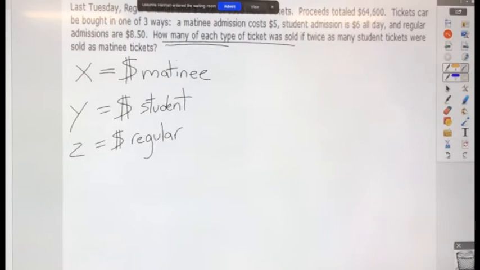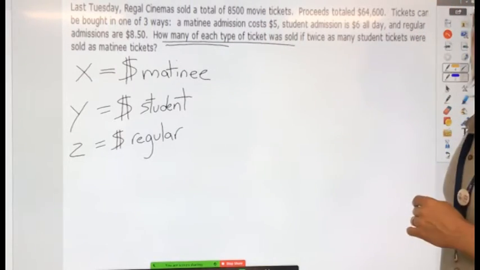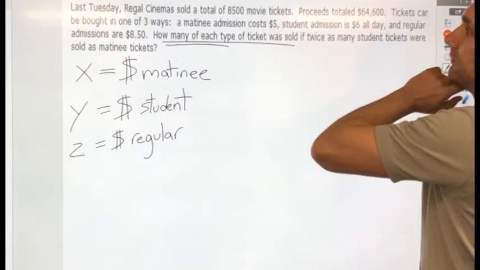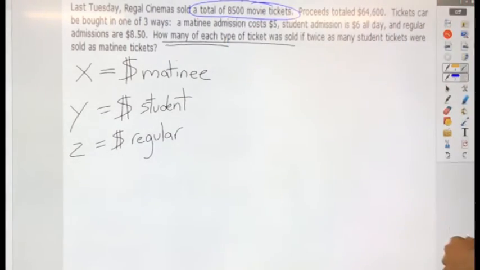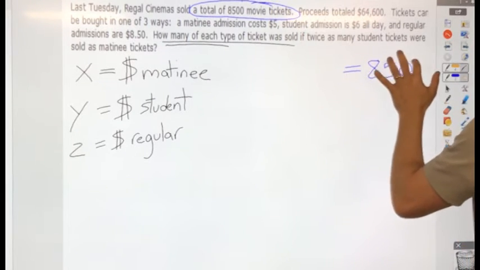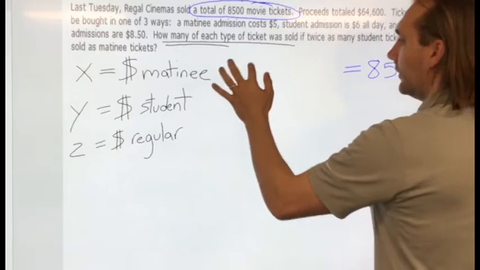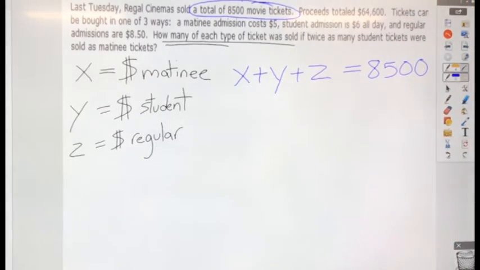X, Y, Z. Where's your first number? It's 8,500. Okay, this represents the total number of tickets sold. So something's going to equal 8,500. Oh, and then X, Y, Z. I mean, X plus Y plus Z. Add those tickets up, and you should get 8,500. Yep.